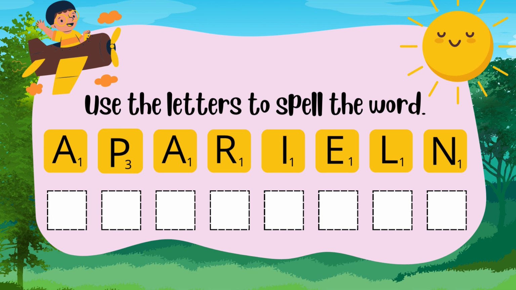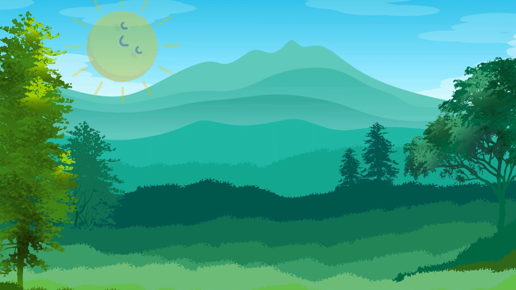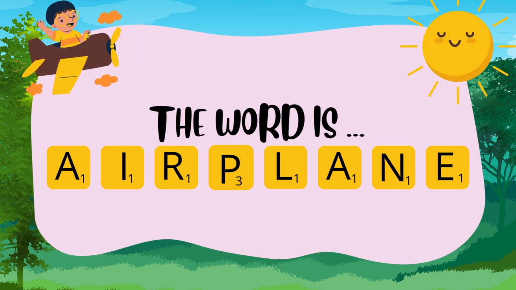Use the letters to spell the word. A P A R I E L N. And the word is airplane.